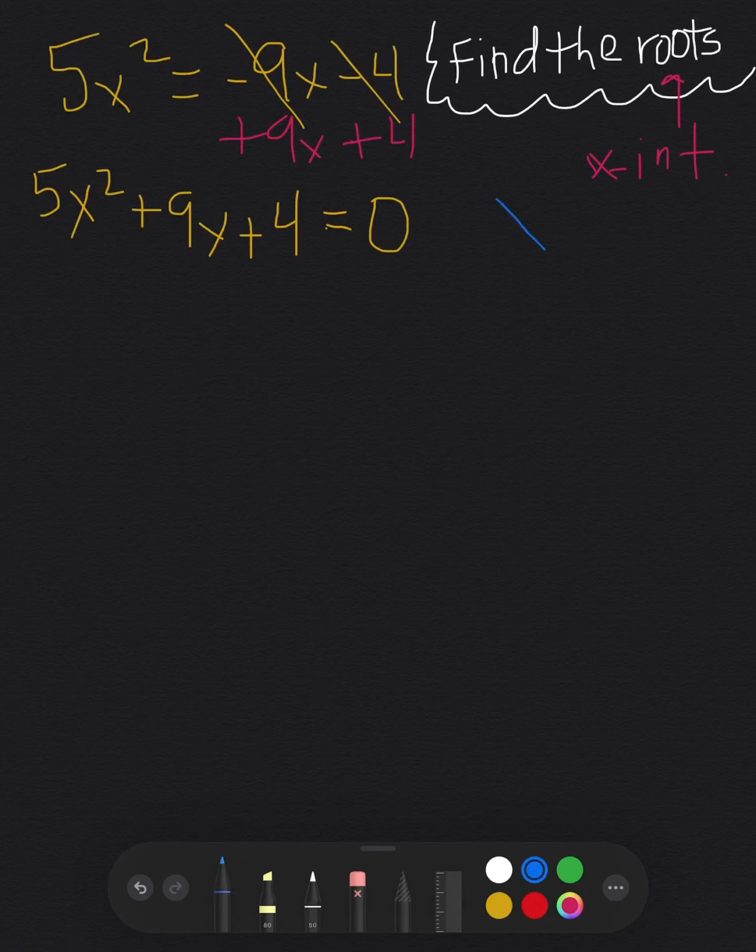So let's go ahead and factor. So we're going to do 5 times 4. That's 20. That's at the top of the x thingy. And then the 9 goes at the bottom. So we need two numbers that multiply to 20, but add up to 9. What do you know? It is 5 and 4. That's easy. So those are the two numbers that go next to the x.